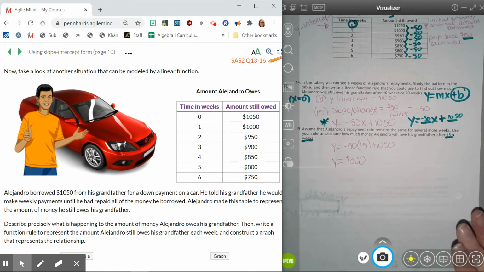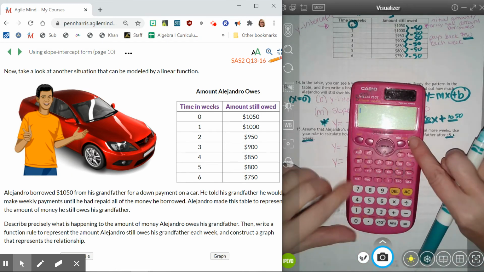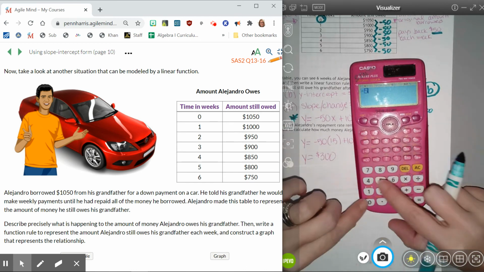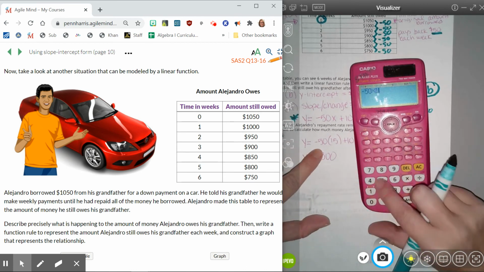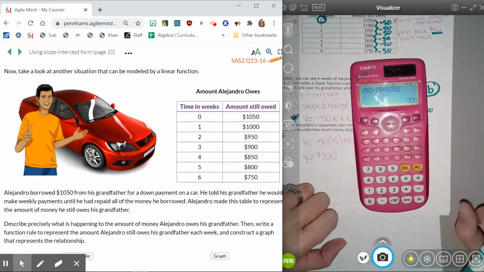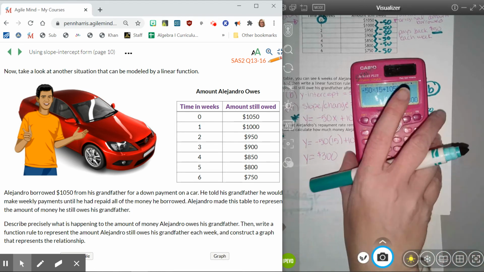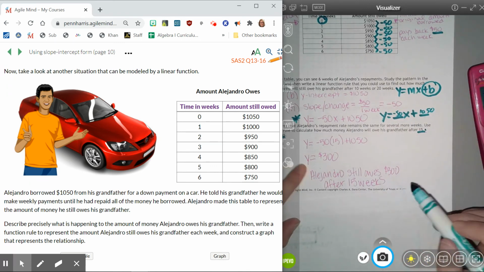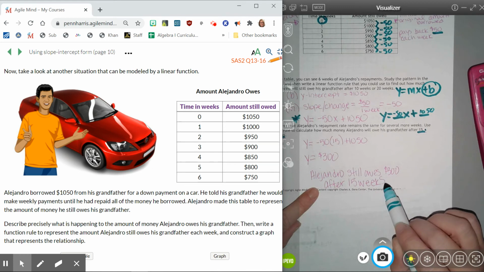I said negative 50 times 15 plus 1050. And that gave me the $300. Okay, so what do I know? After 15 weeks, Alejandro still owes $300 to his grandfather.